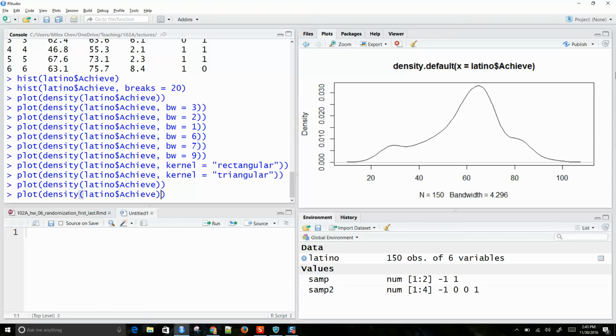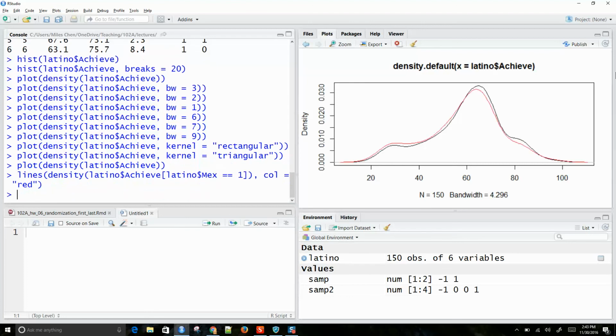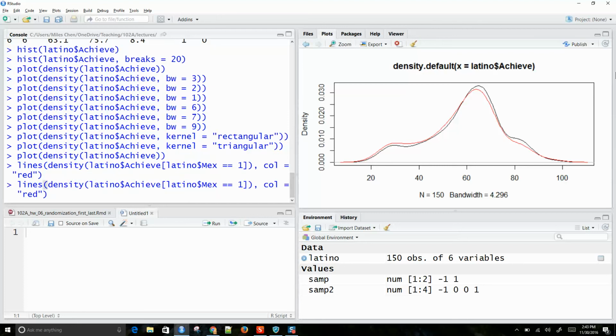density curve, and to this I can add a line where I'm going to plot density of Latino$achievement, but I'm going to subset it where Latino$Mexico is equal to 1, and we're going to change the color here to red. Okay, and so this is the density curve for those coming from Mexico, and then we'll also add a line for those not coming from Mexico, and we'll do that one in blue.